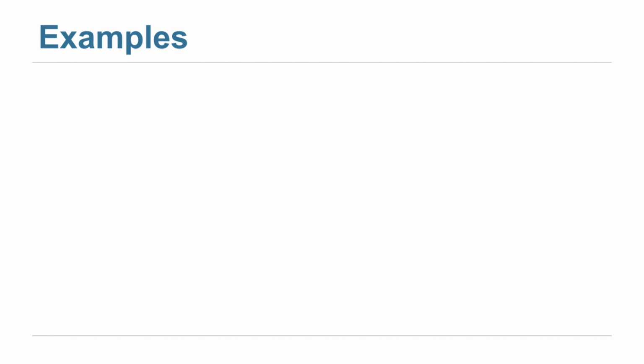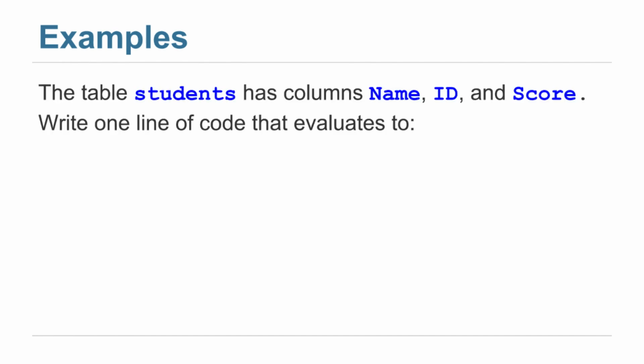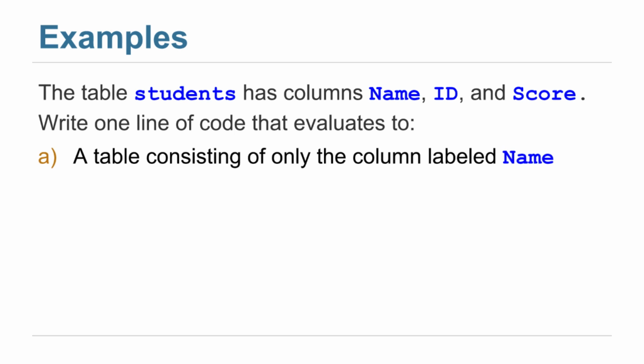Okay, so let's work through an example. I'm going to look at two examples. I'll have you do the first one, and I'll do the second. Let's suppose we have a table called students. It has some data about some of the students in this course, and there are three columns labeled name, ID, and score. I would like you to construct for me a new table that consists of only the column labeled name and the data in that column. See if you can figure out what code you'd write to get that table. Take a minute, pause your video, and think about what code you'd write. I'll wait.